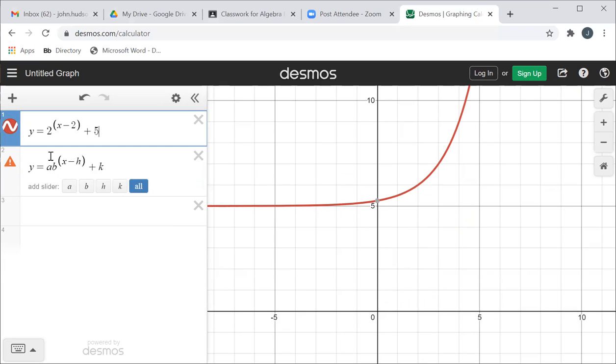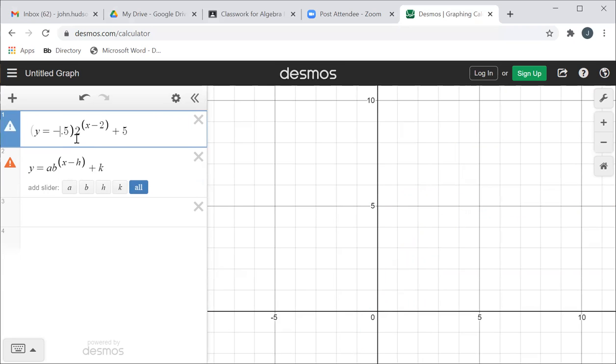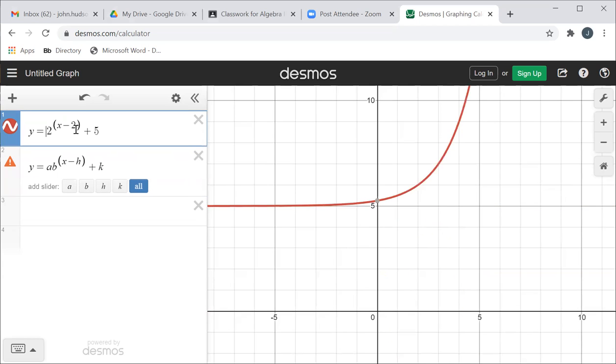Now the a value, the number out in front, say like negative 0.5, still has all the same things that we've talked about before. So again, positive or negative will tell us if it goes up or if it goes down. Greater than 1 is going to be a vertical stretch, less than 1 is going to be a vertical compression. So all the a value rules are exactly the same as they were in previous units. What's a little bit weirder here is that b value, the number that we're raising to a power.